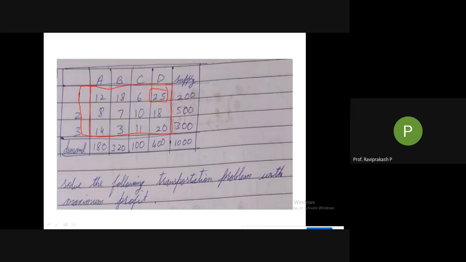So this is 25. Now what we need to do? We need to subtract. In the sense, don't write negative value, because this is the highest one. So it is not like 12 minus 25. It is 25 minus 12, 25 minus 18, 25 minus 6. We need to subtract all the other values from 25. So whatever the value you are getting in positive, you should write that. Okay, like for example, 25 minus 13 is 12.